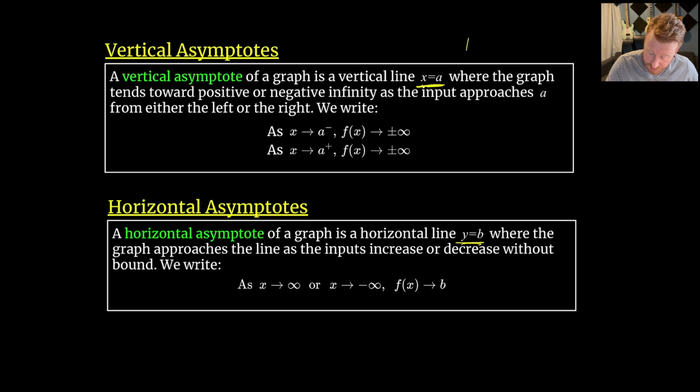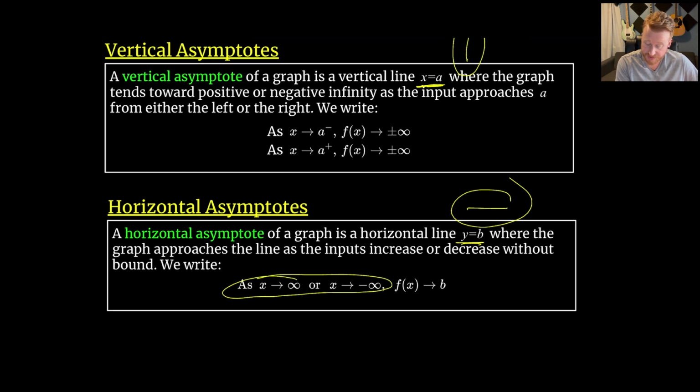So remember, x equals any number gives you a vertical line. Y equals whatever always gives you a horizontal line. Hopefully I said that right. This is a vertical line. This is a horizontal line. But this is where the graph approaches the line as the inputs increase or decrease without bound. And so we write, as x is approaching either one, the output value is approaching just some number b here.